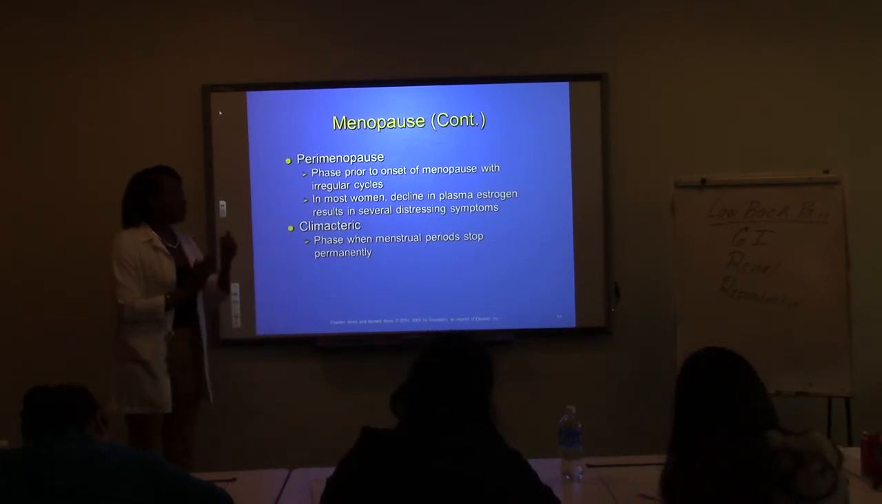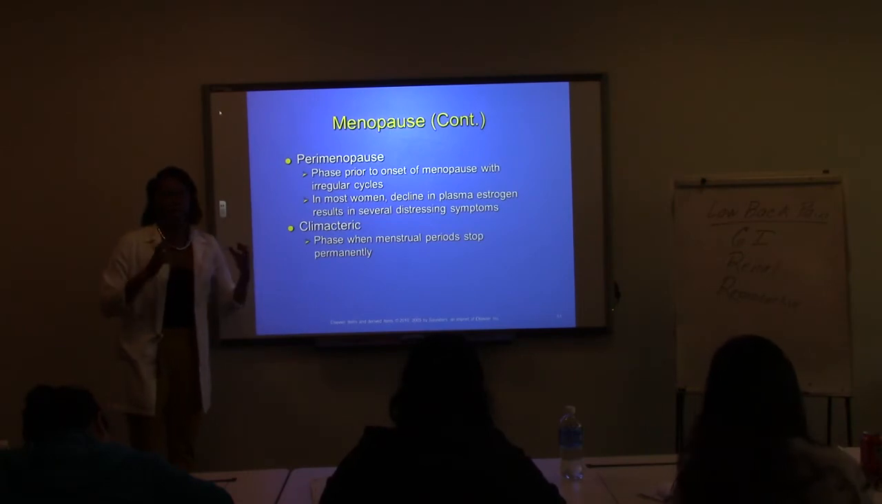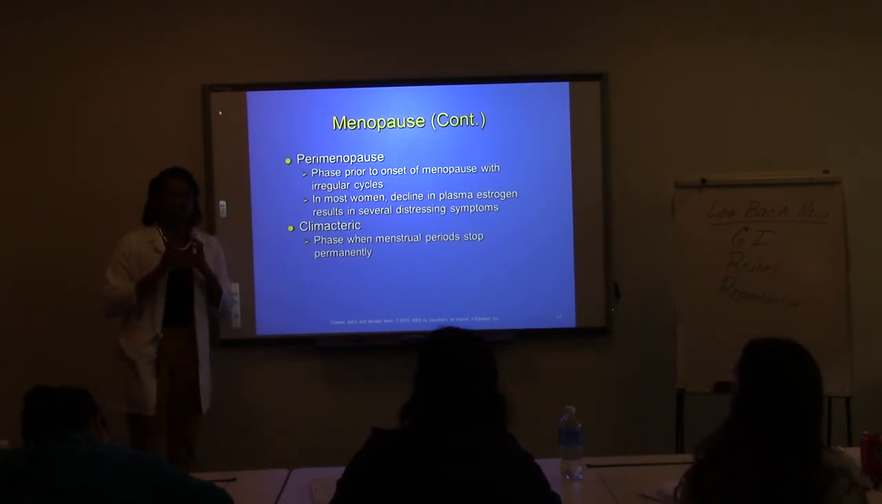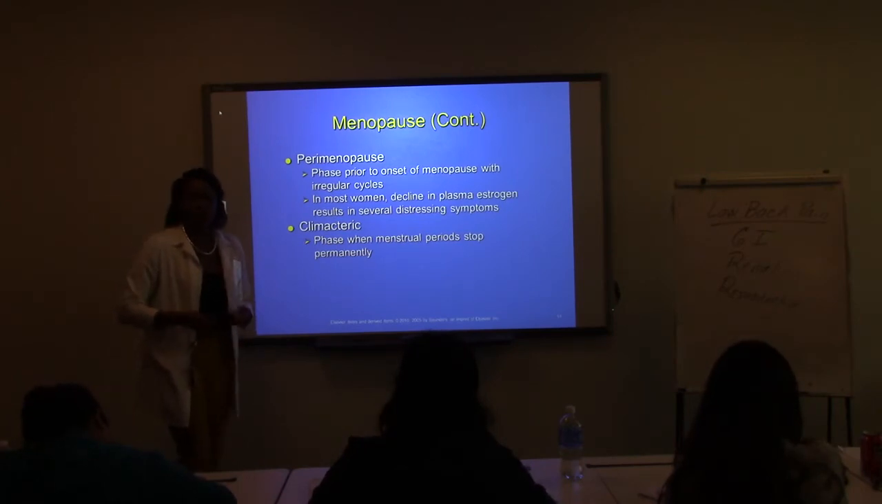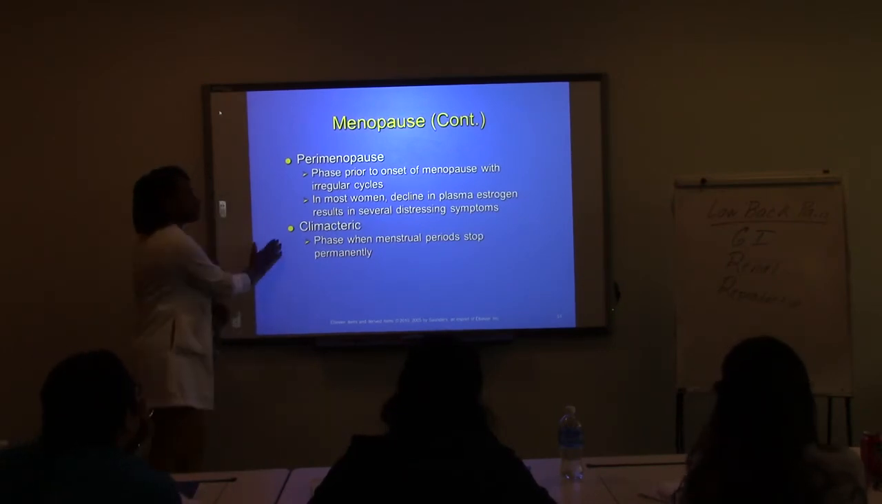Now, with this situation, understand that the uterus will actually start to shrink. So when females go through menopause, the reproductive organs will shrink, because the hormones aren't there to give activity to those organs.